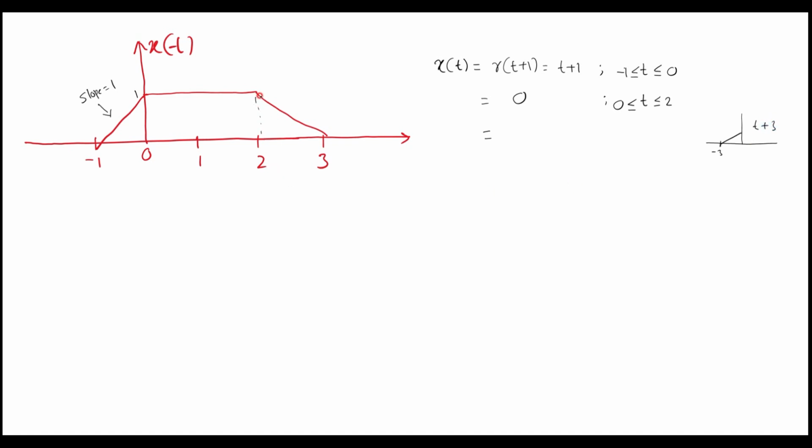Now here we can observe that the ramp signal is passing through plus 3. So this is the reflection of this signal. So reflection is obtained by replacing t by minus t. Therefore, I can write it as minus t plus 3, that is in between t less than or equal to 3 and greater than or equal to 2, and its value is 0 elsewhere.